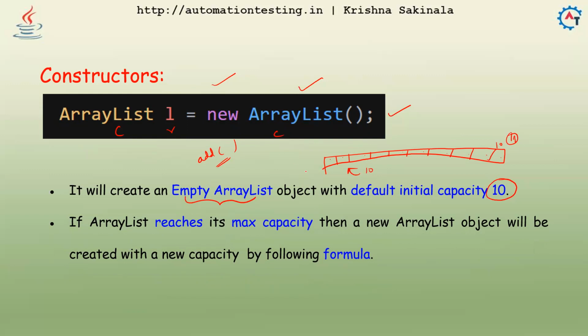If it is a list, this is the l object, it will reference this array. If you need more than 10 elements, the moment you try to insert the 11th element, it will create another array with more capacity. What is that capacity? For that there is a formula that we'll see. So it will create another one, remove the reference to the old array, and give the reference to this new object.